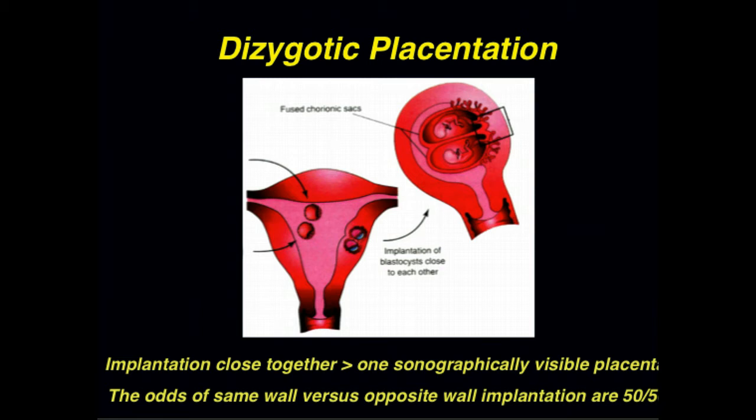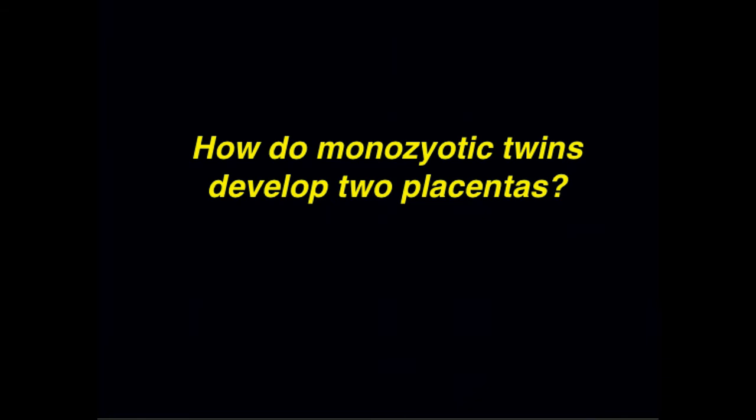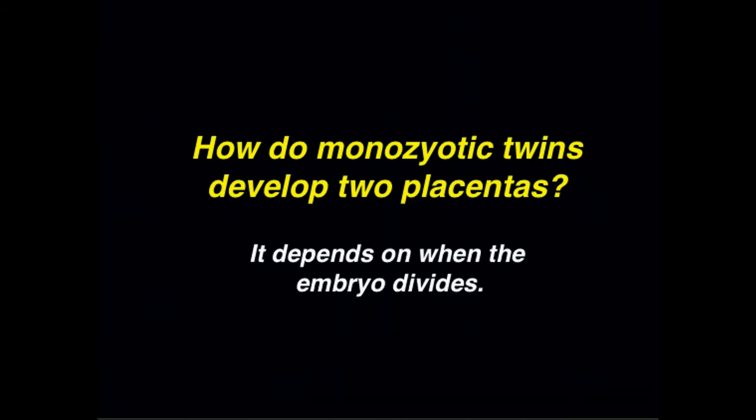As you can easily calculate, the odds of same wall implantation versus opposite wall implantation would be about 50-50. And sure enough, the incidence of fused dichorionic placentation is about 50%. How is it that monozygotic twins can develop two placentas? Well, it depends on when that embryo, the single embryo that formed, decides to split and become two different people.